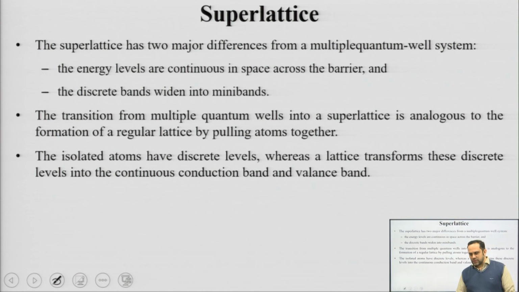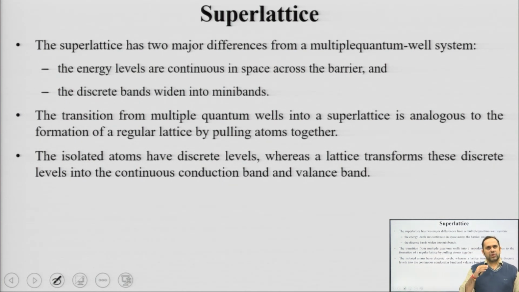The super lattice has a major difference from your multiple quantum well system with thick walls: the energy levels are now continuous in space across the barrier because their wave functions are overlapping. This is slightly analogous to the tunneling effect, where the wave function tends to be present outside the barrier. In a potential well, if the wave function exists outside the barrier, we say that tunneling can take place. Similar to this, inside your energy bands, if the quantum wells are very thin, you produce a structure known as a super lattice.